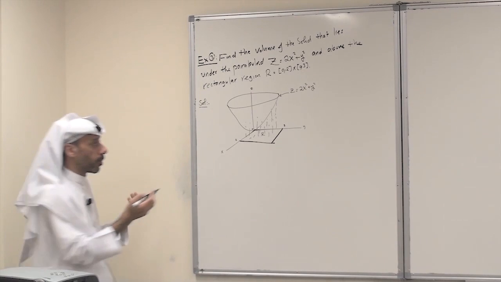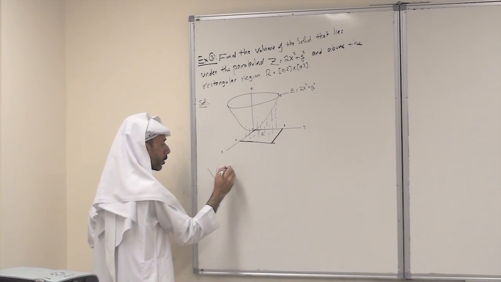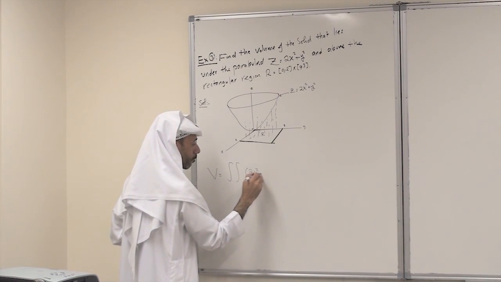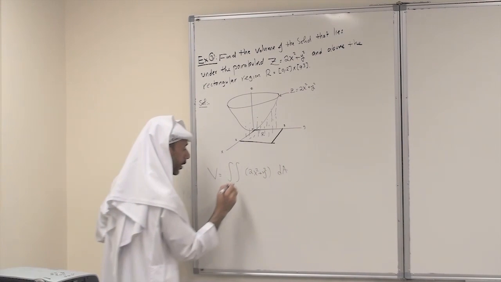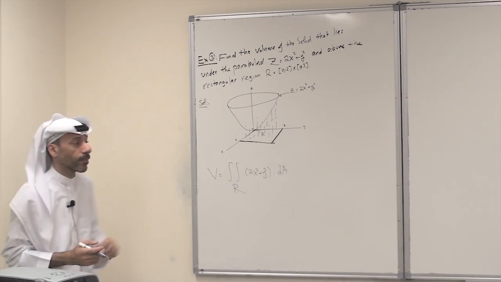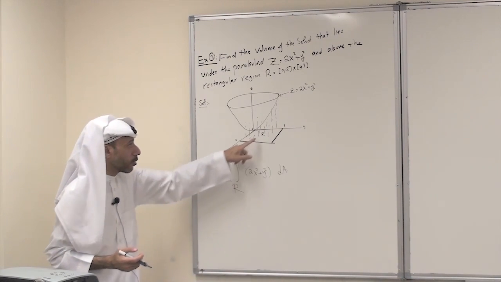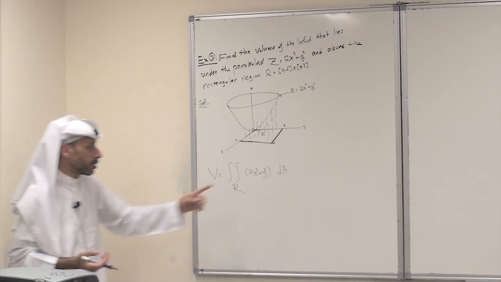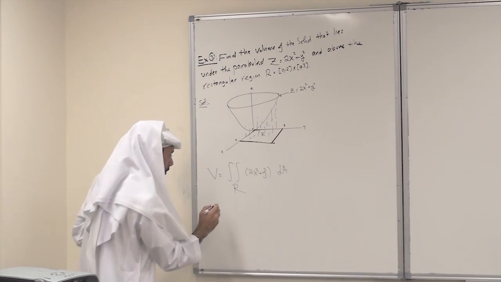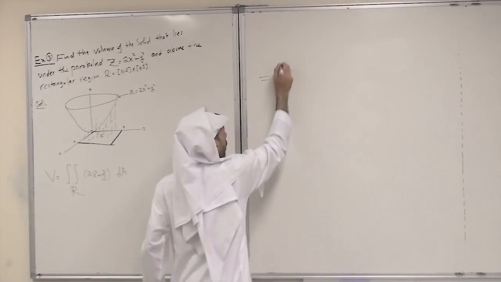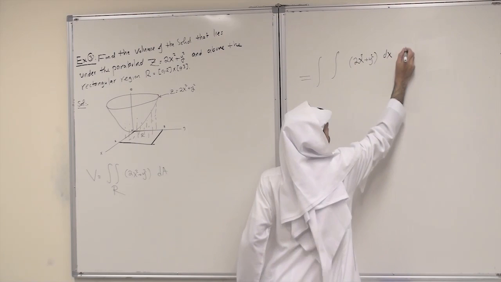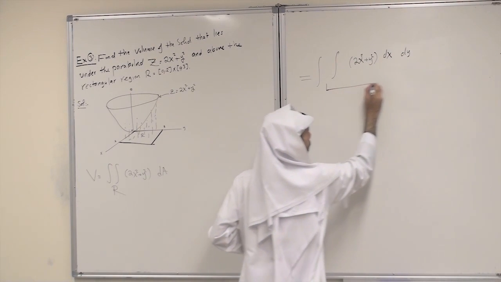By the volume formula, the volume will be the double integral of the function, the equation of the surface, which is 2x squared plus y squared, dA over the region R. This is using the volume formula, since the function is positive and continuous. Now, R is a rectangular region, so setting up the limits of integration is very simple. And dA will be dx dy or dy dx, either one. Here I will choose dx dy. The order here is not important because R is a rectangular region.